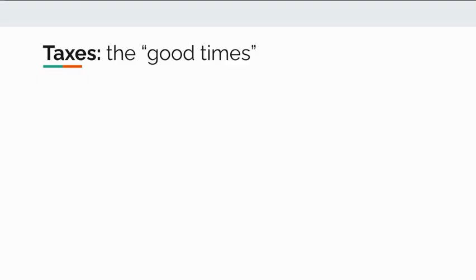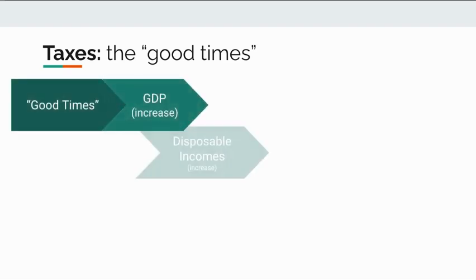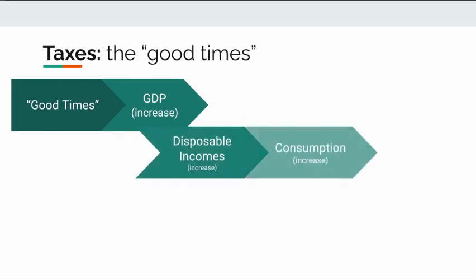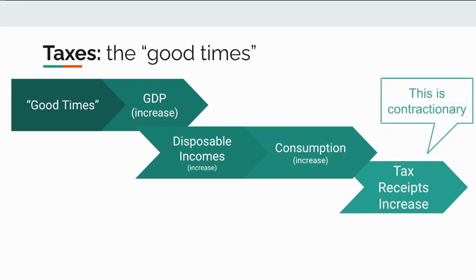Here's another way to look at the process. So I've got a flow chart prepared for you. So if we look at taxes during the good times, GDP is growing. So people's disposable incomes are also growing. This means consumption is growing. We learned a few class periods ago about the aggregate consumption function, right? And your disposable income influences how much you consume. So as consumption has increased, this leads to more tax receipts. But that is a contractionary policy.